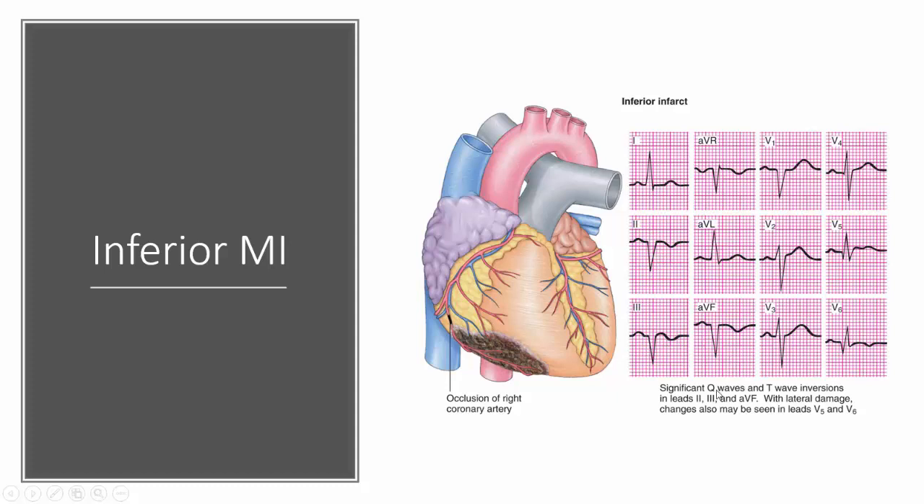Now, how, again, do I notice that it's a Q wave? Because it is the first negatively deflected, or downward, wave past the P wave. So significant Q waves and T wave inversions in leads 2, 3, and AVF, with lateral damage changes also may be seen in V5 and V6 in this situation here.